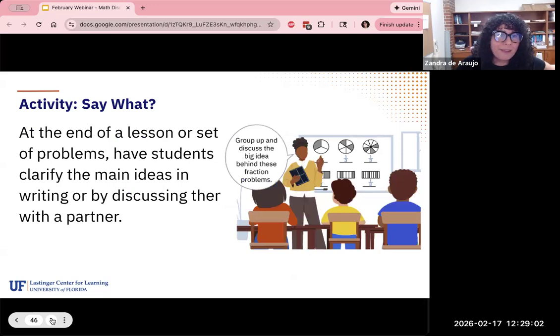Okay, so we have instructional nudges. If you've not seen them before, we have a website that we've made for this project, and we also share them in the Math Matrix at times. This is an example. It's called Say What. And all it is asking is that at the end of a lesson or a set of problems, you have students clarify the main ideas either in writing or by discussing with their partner. Sorry, there's a typo there.